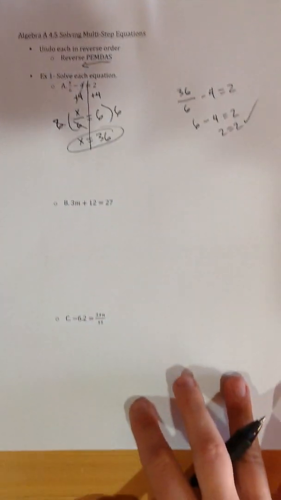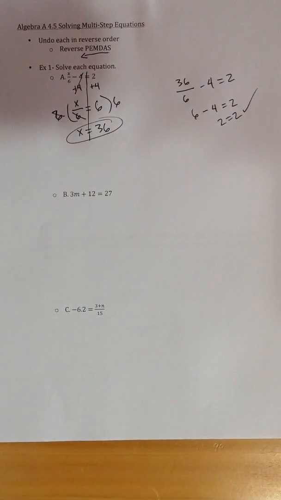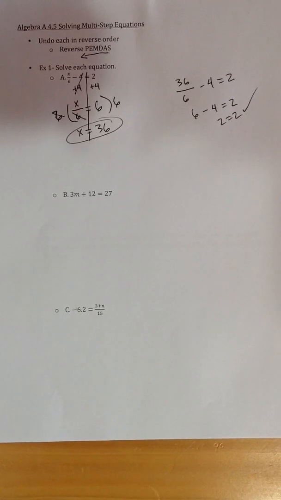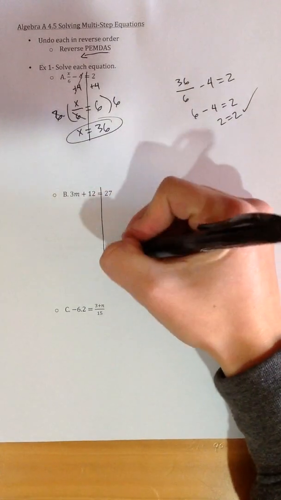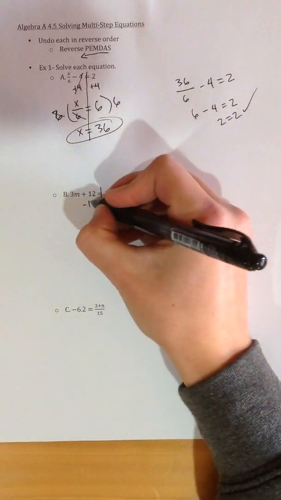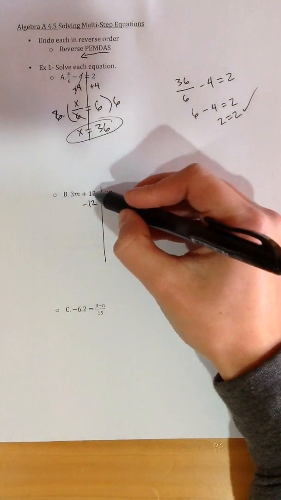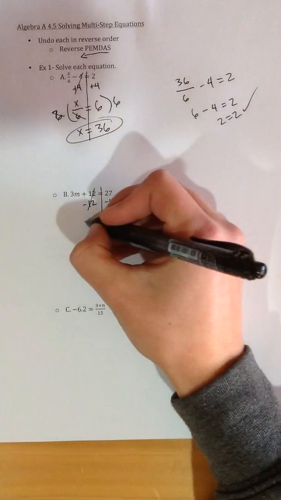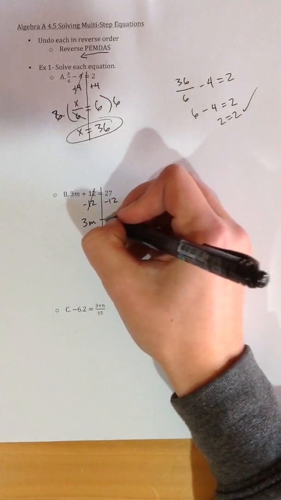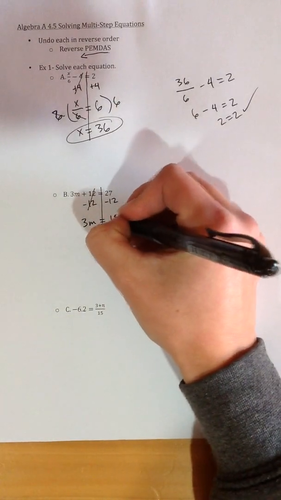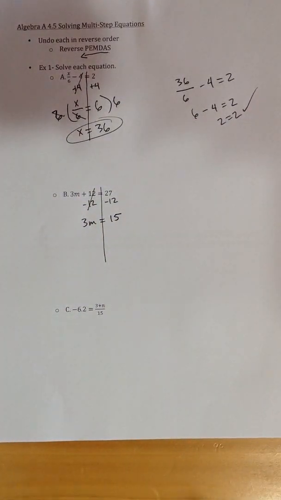Okay, let's try another one here. So this one we've got 3m plus 12 is equal to 27. Okay, so again I want to work my order of operations backwards, so I'm going to start with my add subtract. So to get rid of adding 12, I'm going to subtract 12 from each side of the equal sign, because if I do 12 minus 12, that's going to go away, and I'll be left with 3m is equal to, and then if I do 27 minus 12, I get 15.